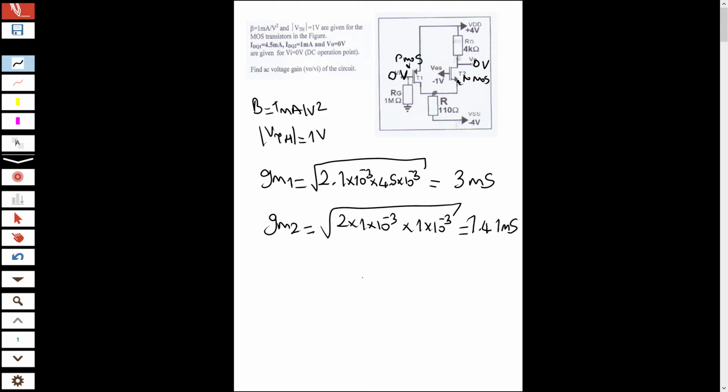Let's sketch the AC equivalent of this circuit. In the AC case, remember, this DC voltage supply will be grounded. Also, this DC voltage supply will be grounded. Here is my VI, and here, okay. Let's sketch the circuit.